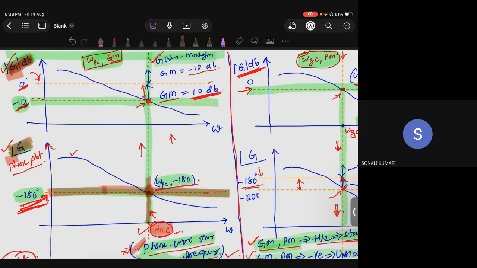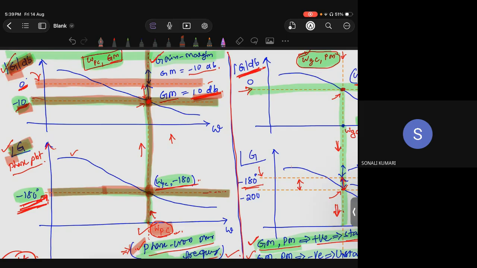Then extend the same thing up to the magnitude plot and check where you are hitting that plot. Draw a horizontal line there. Here you got minus 10 dB. Then draw another horizontal line at 0 dB. The difference between the two lines, 10 dB, is called the gain margin. So gain margin is how much the magnitude plot is deviated from the 0 dB line.